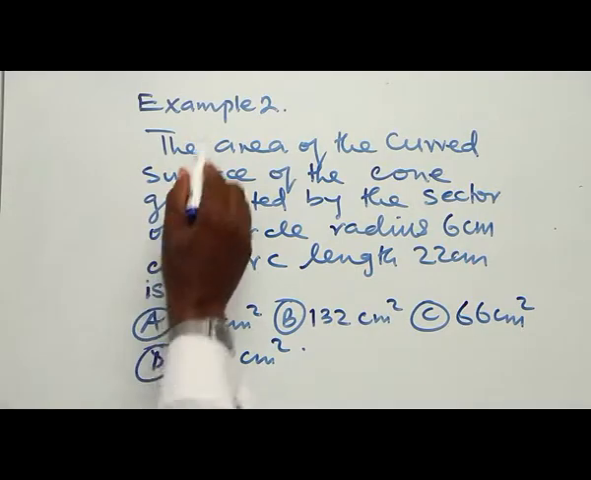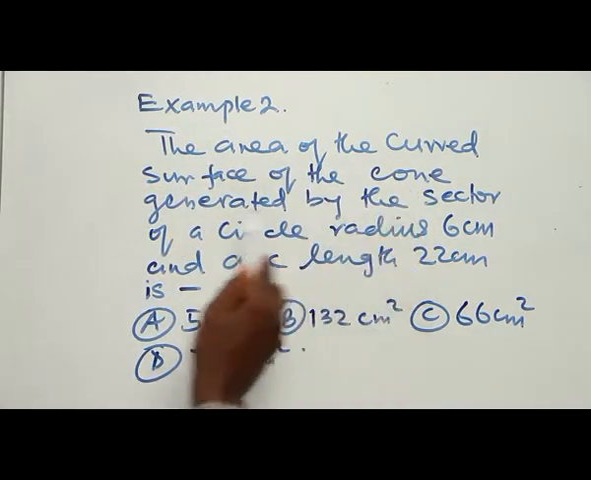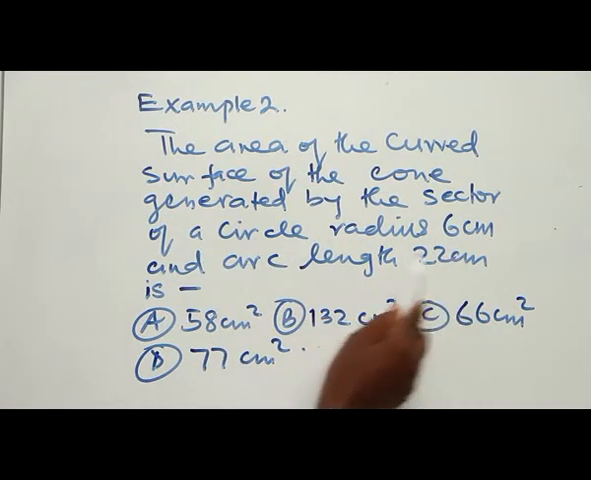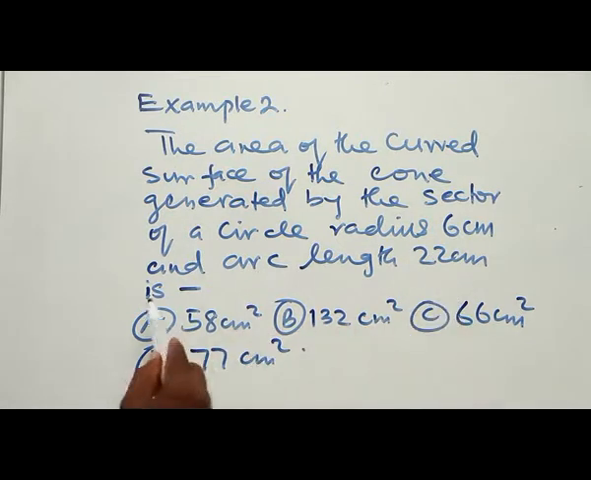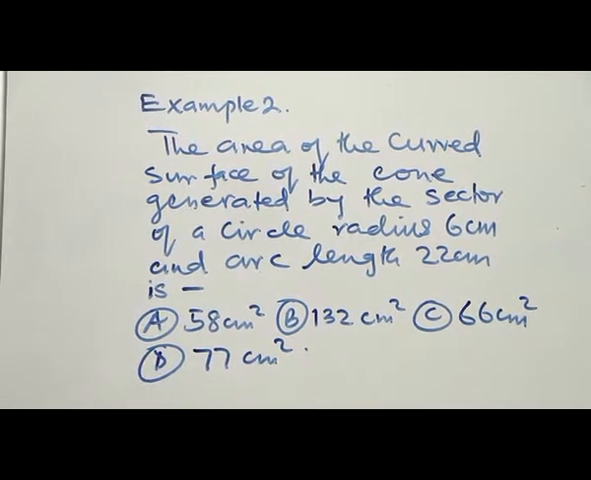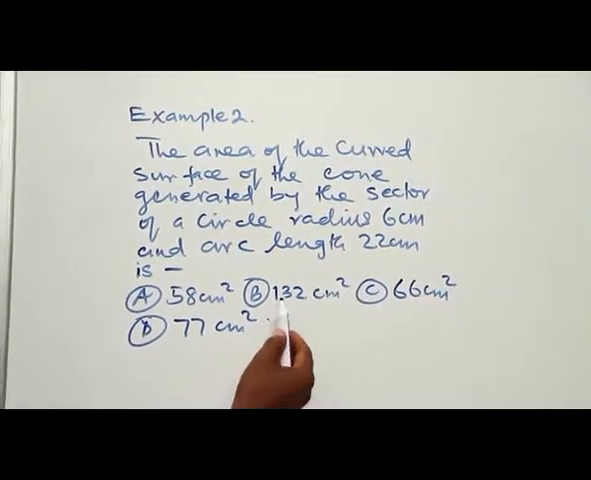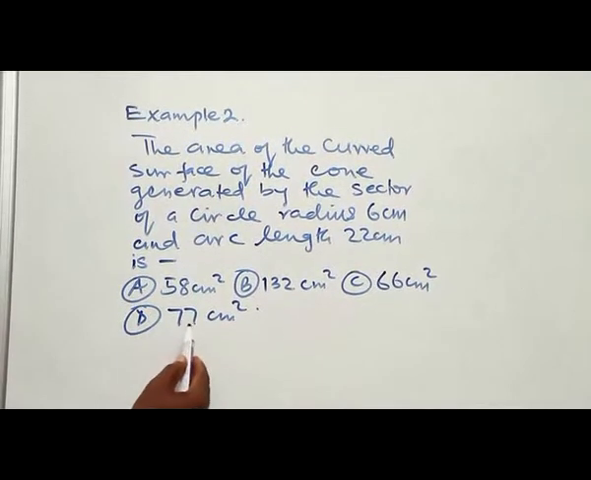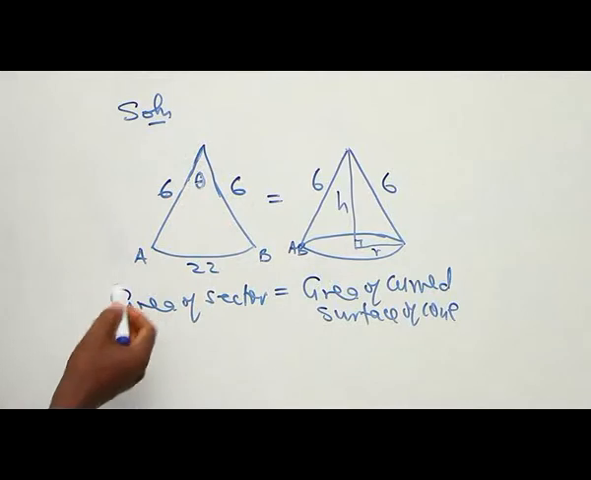Example number 2. The area of the curved surface of the cone generated by the sector of a circle radius 6 cm and arc length 22 cm is dash. We have the options: A, 58 cm squared, B, 132 cm squared, C, 66 cm squared, D, 77 cm squared. Here is the solution to the problem.